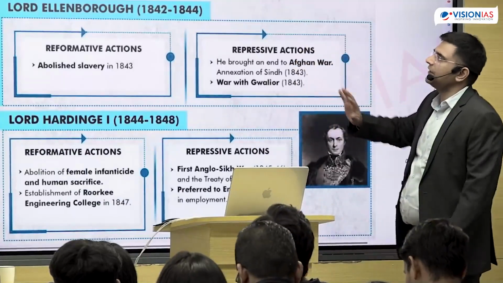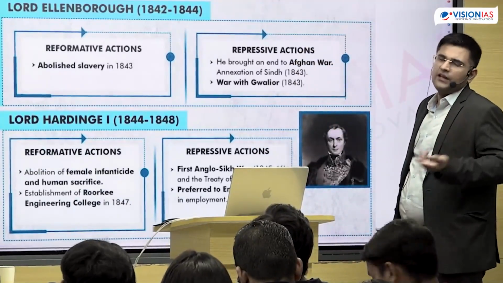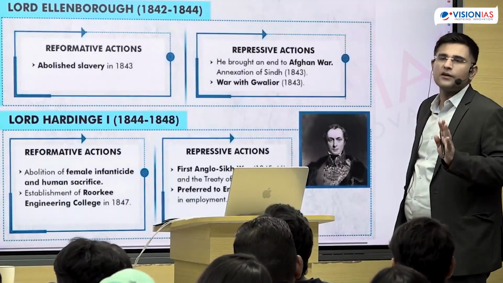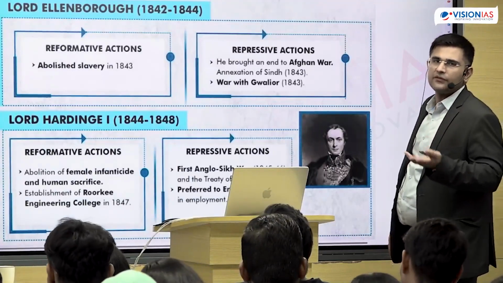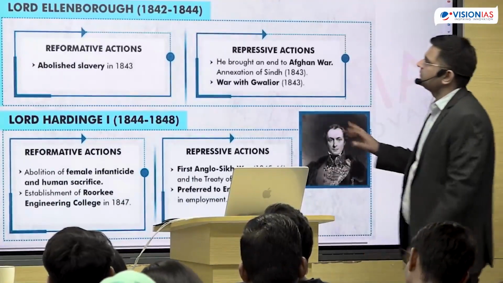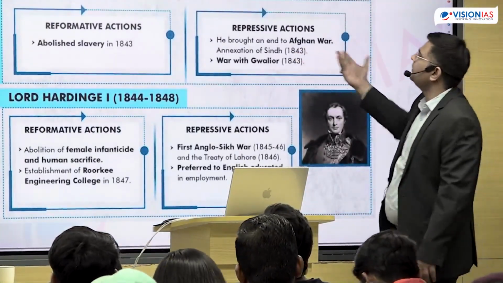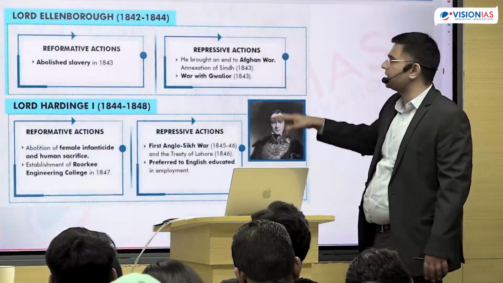He abolished slavery in 1843. There was no slavery in India as such. This is a very controversial thing. Therefore, the British sale and purchase of human beings did not take place. Bonded labor is usually called slavery, that is, you have not paid a loan back or something. So bonded labor, but fine. Repressive actions. He brought an end to the Afghan war, 1838-42.